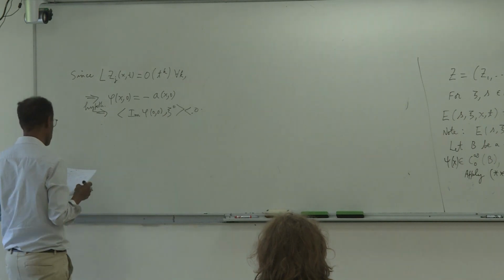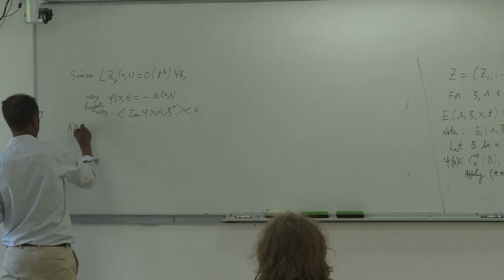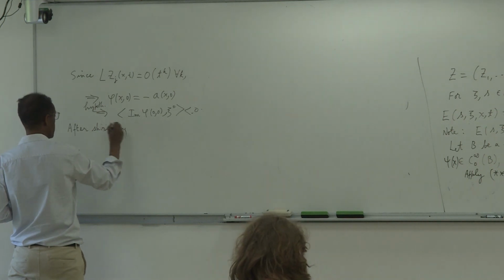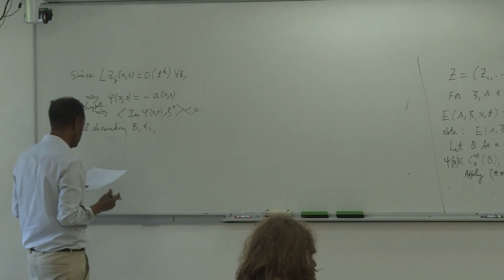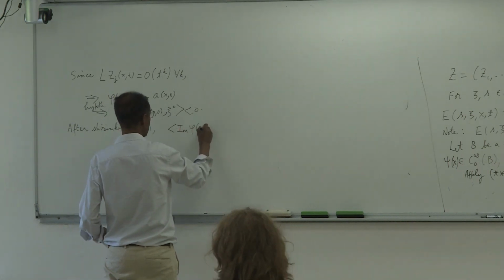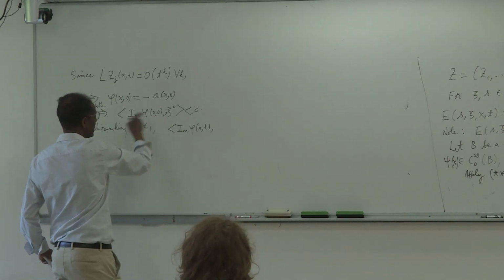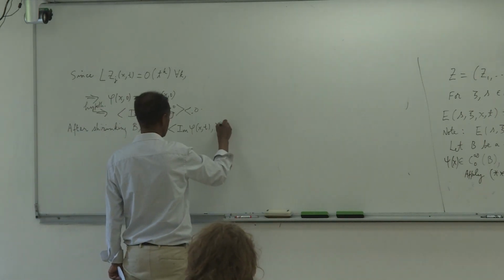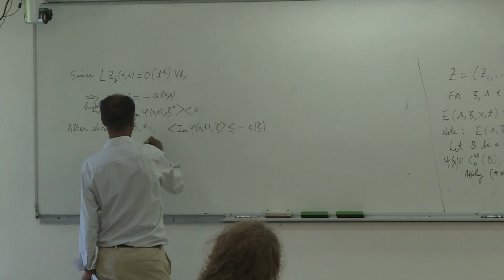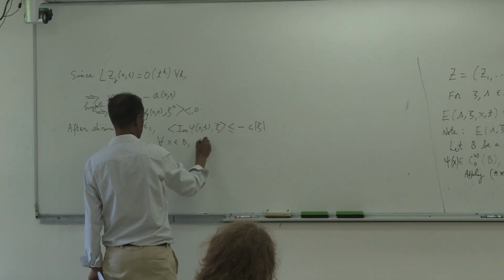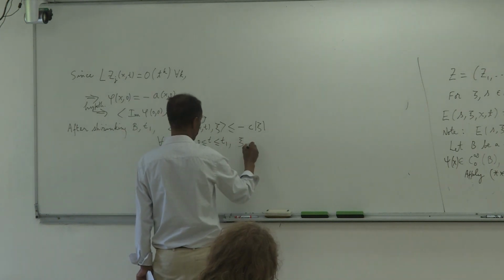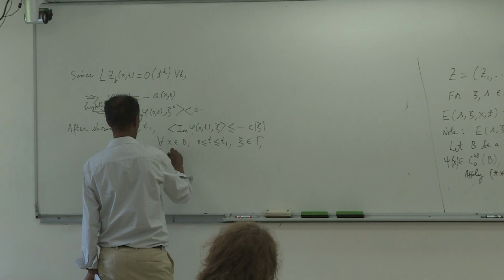And therefore, this means that after shrinking the ball B around 0 if necessary, and the number T1, you may assume, by continuity, that the imaginary part of phi at (x, t), and then this is a conic thing in C, is less than or equal to minus some constant times C, for all x in B, and T between 0 and T1, and C in a conic neighborhood of gamma.